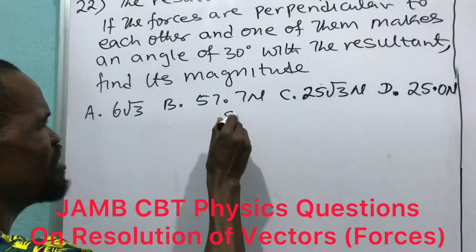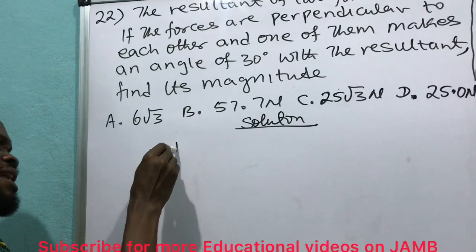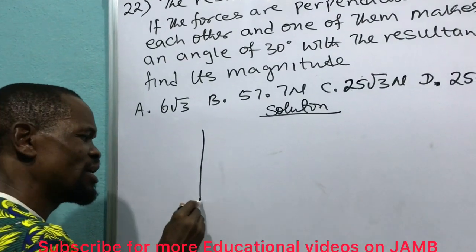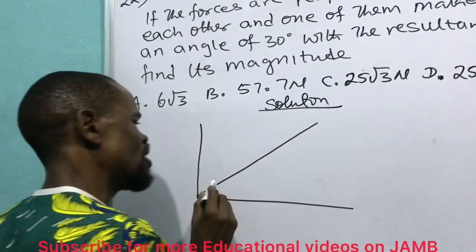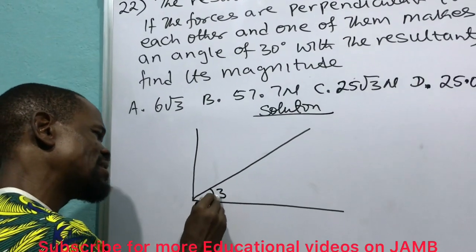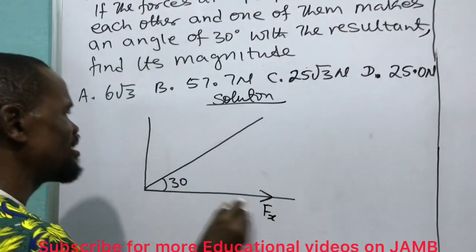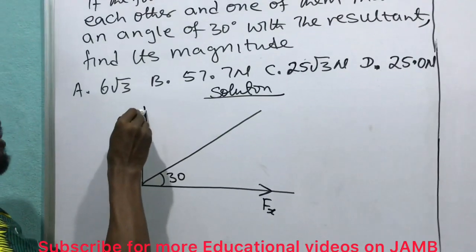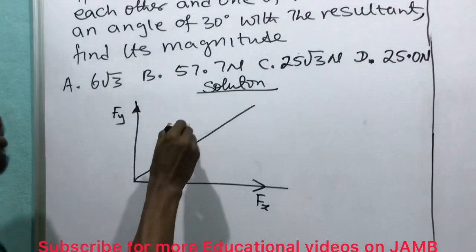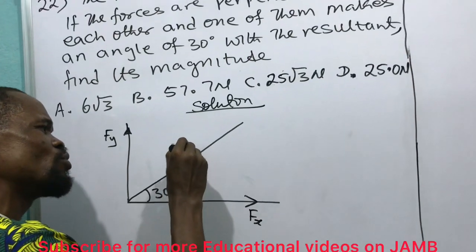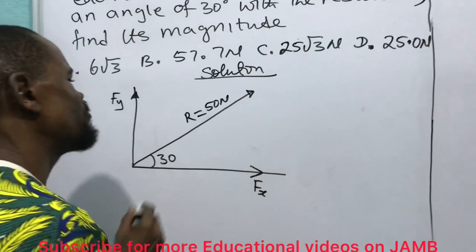Let's go to the solution. Look at them: they are perpendicular to each other, and this is the resultant force, and this angle is 30. I can call this one Fx and this one Fy. Do you get what I'm saying? They told me that the resultant force is 50 Newton.